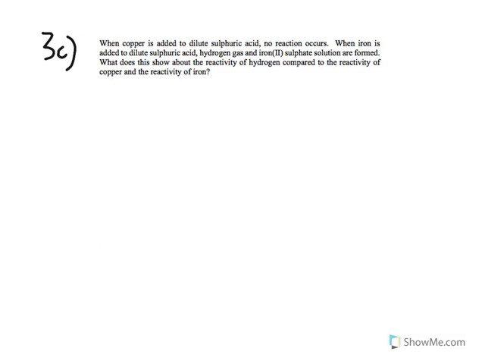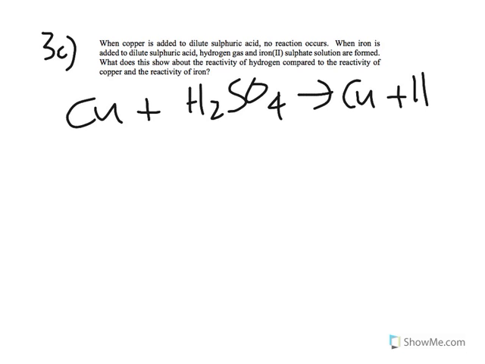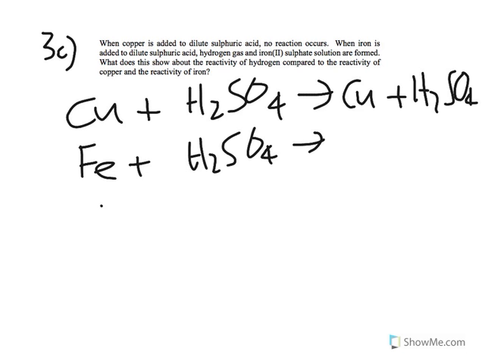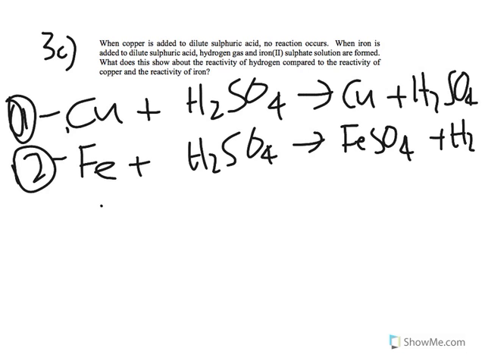Alright, so it says when copper is added, I'm going to write equations for both of these. So when copper is added to dilute sulfuric acid, H2SO4, no reaction occurs, meaning it just forms Cu plus H2SO4. And when iron is added to sulfuric acid, a reaction occurs and it forms FeSO4 plus H2, because it forms iron sulfate and hydrogen gas. So that means that in the first case, I'll call this the first case, 1 and 2. In the first case, what happened was that the hydrogen wasn't displaced by copper.